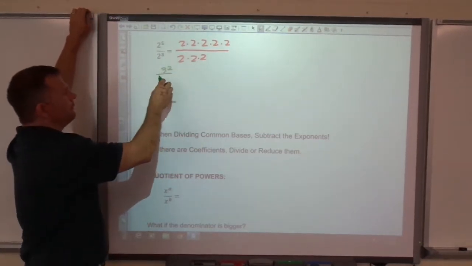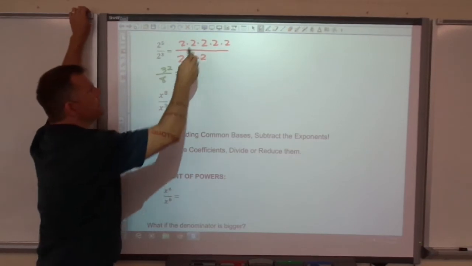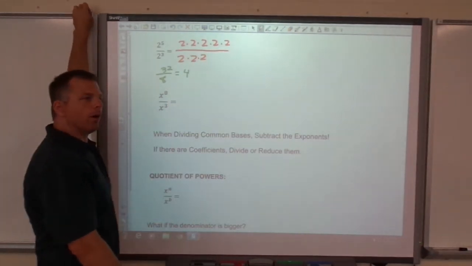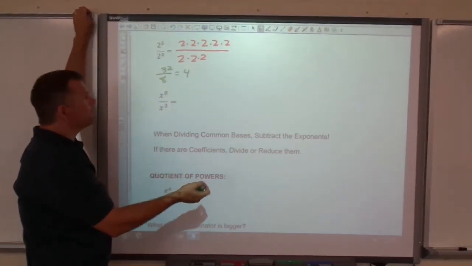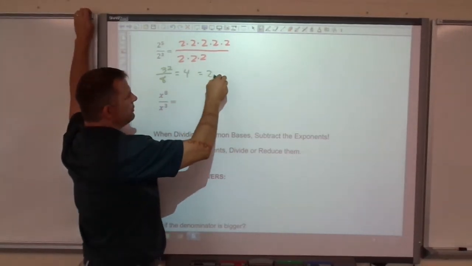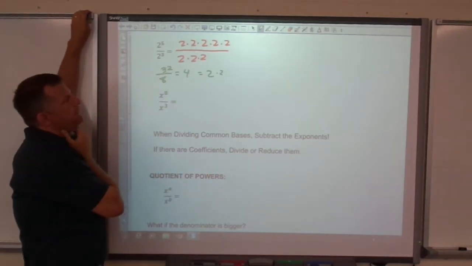And what's 2 to the third? Well, that's 8. What's 32 divided by 8? 4. So we know this answer has to be 4, but it's in 2s. So how do you make 4 out of 2s? Isn't 4 the same as 2 times 2? So we know we have to get 2 times 2.